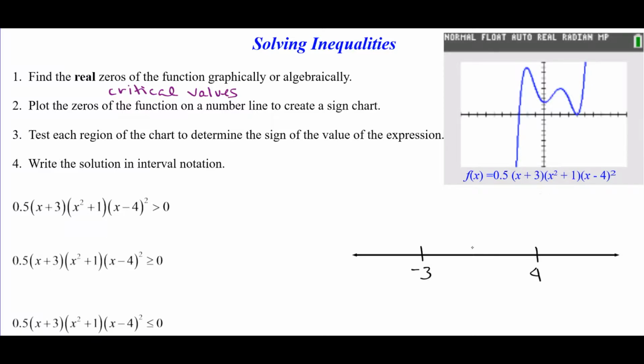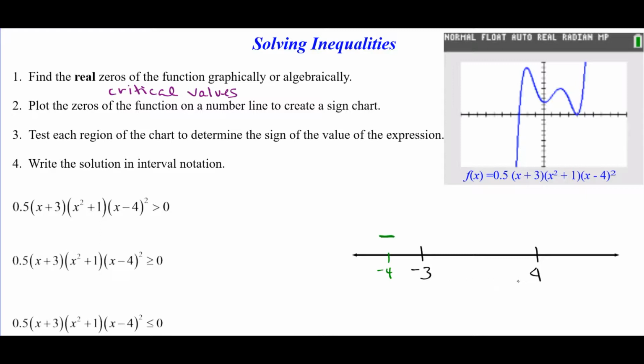Once I have those numbers plotted on my number line, I'm going to test each region of the chart to determine the sign of the value of that expression. So I'm going to choose a number that is less than -3, so maybe I'm going to choose -4. So I'm going to plug that into this expression. You can do that with your calculator, or you can do that just numerically. You can also graph it, and you can test it by doing second trace value. So when I plug -4 into this expression, that's going to give me a negative answer.